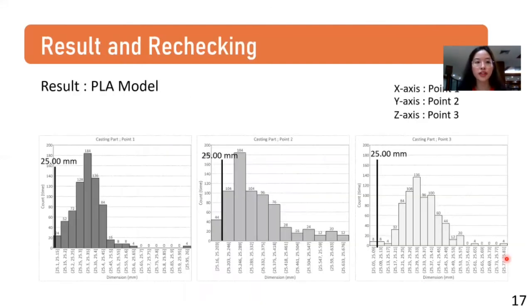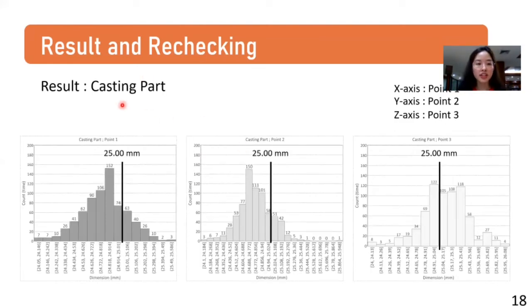Okay, we arrived at the part of results and discussion. Let's look at the PLA model first. The graph showed that the dimension of the model increased beyond 25 millimeters. It means that the PLA model has expanded from the drawing. And for the casting part, the graph showed that the dimension of the casting is less than 25 millimeters. It means that the casting part has shrunk from the drawing.